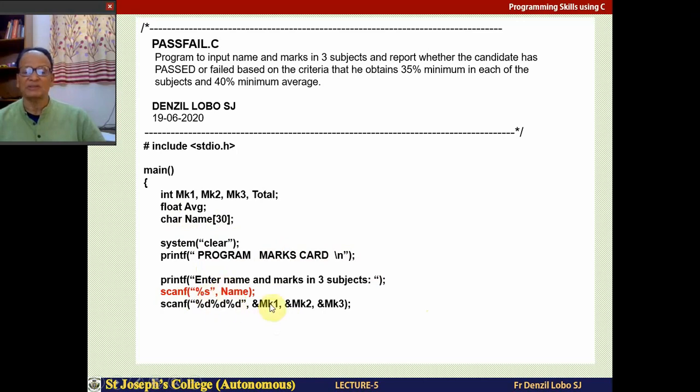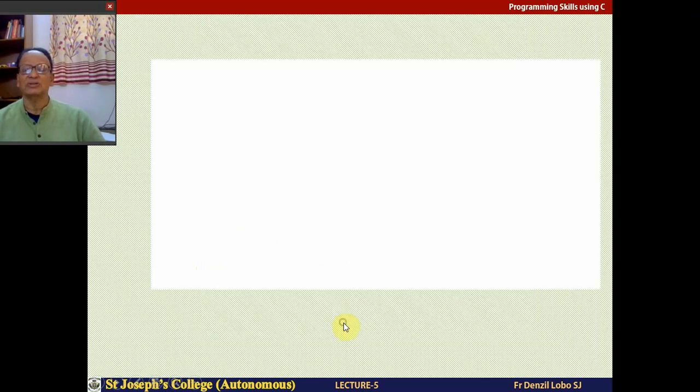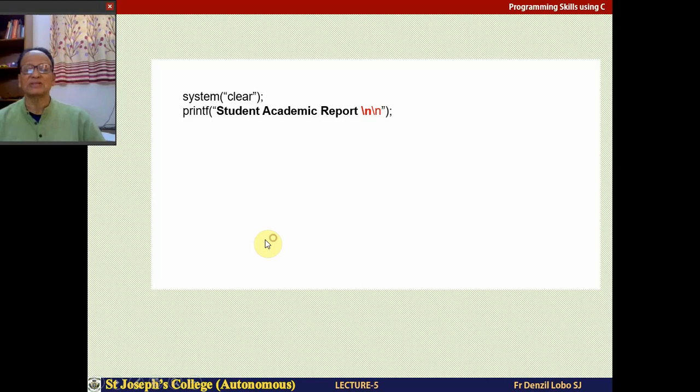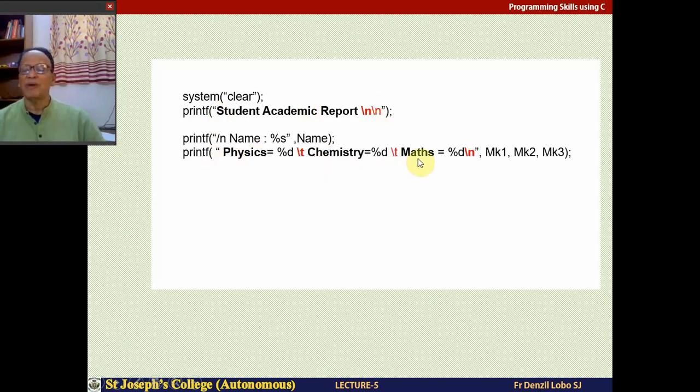As you see, no ampersand here, whereas you have got ampersand here. You calculate the total, you calculate the average, divide by 3.0, and here we clear the screen again because I want to print the marks card. So, student academic report, whose name will come, and marks in three subjects.